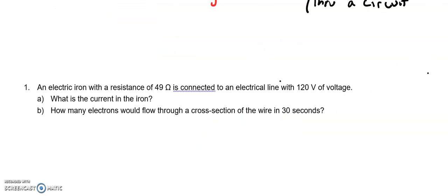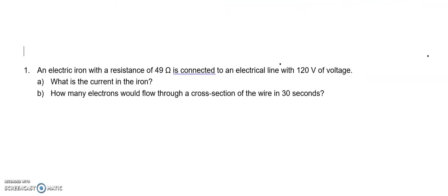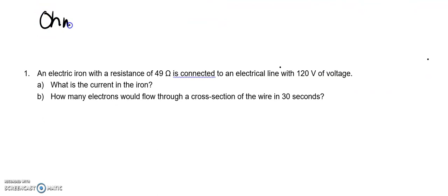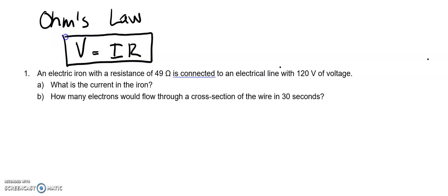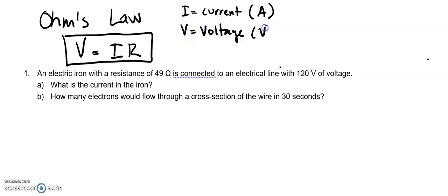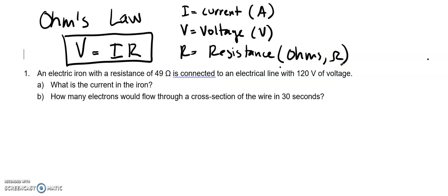Okay, so now we're going to go ahead and talk about Ohm's law. So Ohm's law just tells us how the voltage, current, and resistance relate. So in this case, voltage is proportional to the current times the resistance. So again, I is current measured in amps. V is voltage measured in volts. And R is resistance measured in ohms.